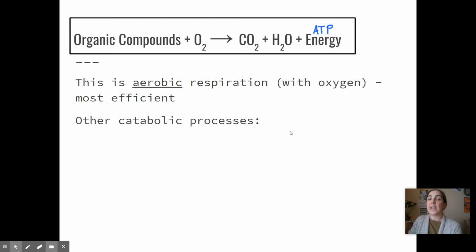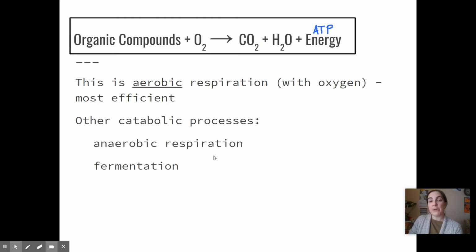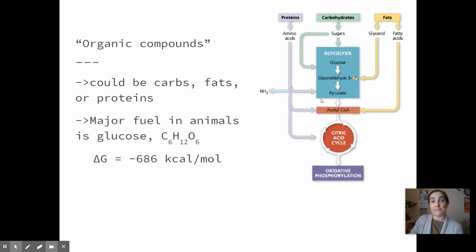But there are other catabolic processes that also produce energy, like anaerobic respiration and fermentation. We'll get to those briefly towards the end of this part of the unit, but we're going to mainly focus on the process of aerobic cellular respiration because that is the way that most energy is produced.